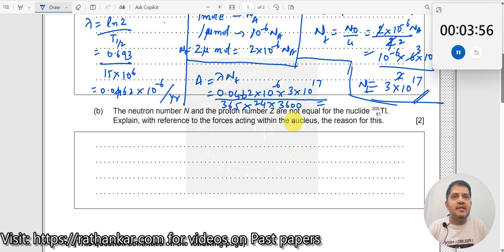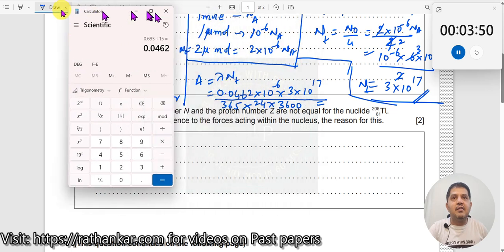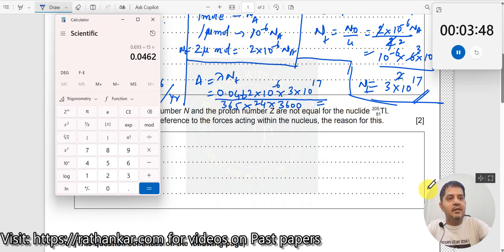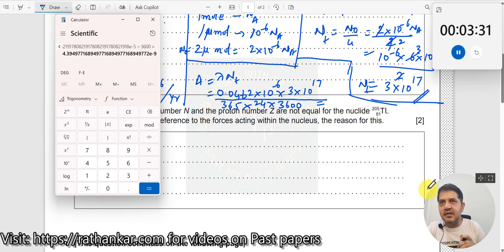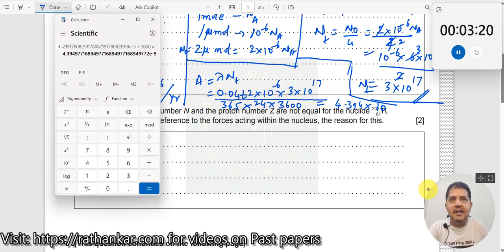Now let us do all this and get the answer. Let me take my calculator. Without a calculator, you cannot do this. Now this 0.0462 multiplied by 3 is equal to so much, divided by 365 is equal to so much, divided by 24 is equal to so much, divided by 3600 is equal to so much. How much are you getting? 4.394, right? So I will write here 4.394 into 10 to the power of minus 9 here, e minus 9, right?